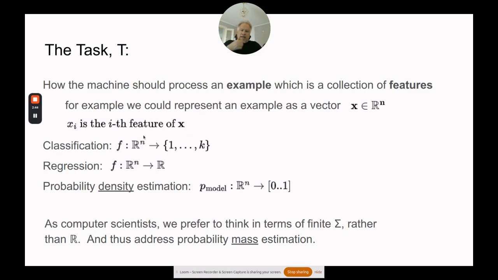Now, as computer scientists, we probably tend to prefer to think in terms of a sigma here, instead of real values, which are basically finite sets. So everywhere you see an R here, you can put a sigma. And this basically means that we're looking at probability mass, not probability density. So we're building a probability mass estimation.